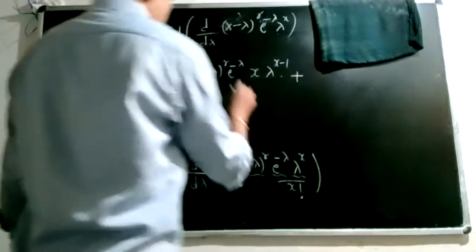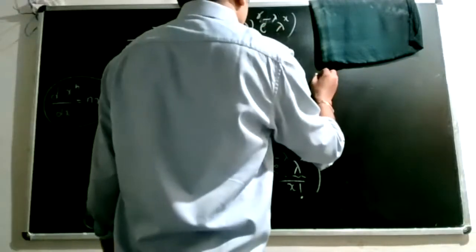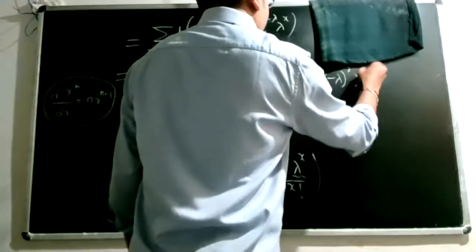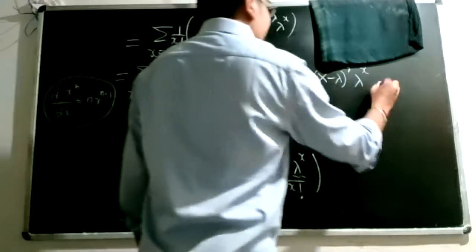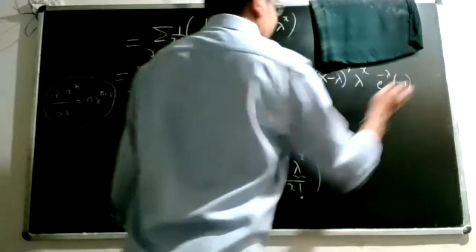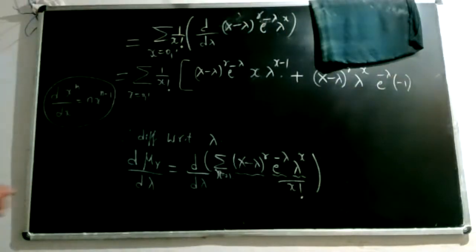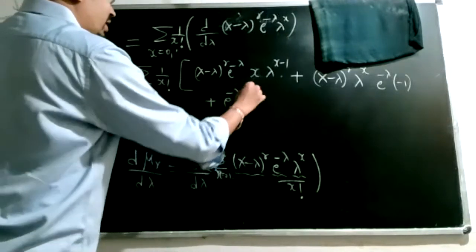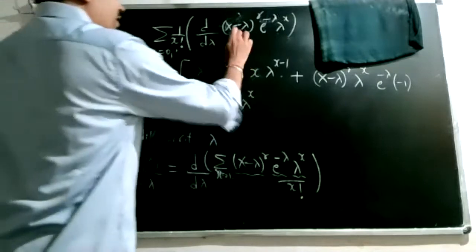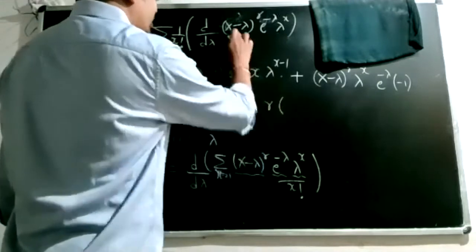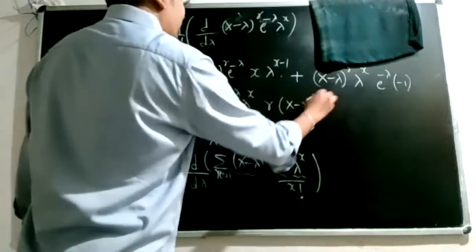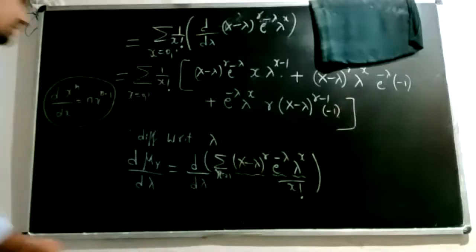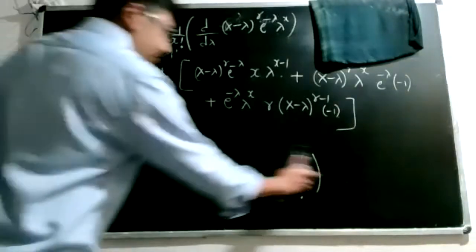Then plus. Now keep the next two functions as they are and differentiate the third function. Keeping lambda power x, I differentiate e power minus lambda, whose derivative is e power minus lambda into minus 1. Next, I'll keep e power minus lambda and lambda power x as they are, and I'll differentiate (x minus lambda) power r. So I'll get r into (x minus lambda) power r minus 1 into the derivative of this, which is minus 1. This is the simplified form of the derivative.